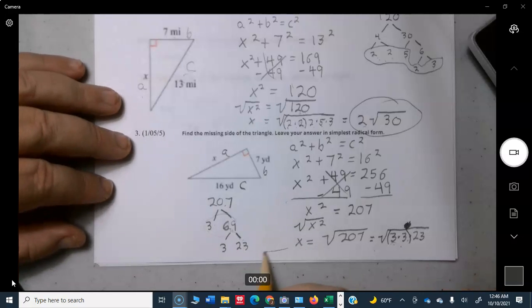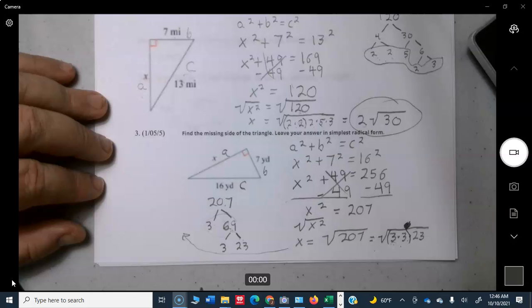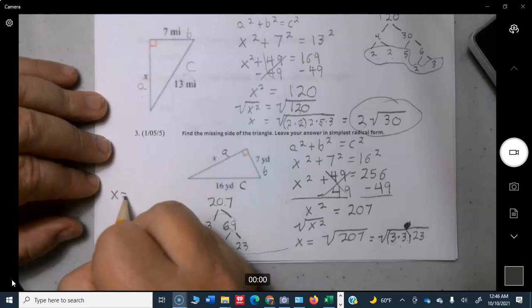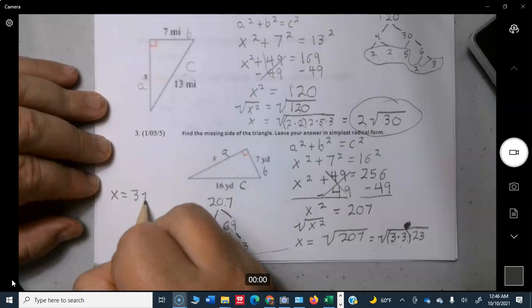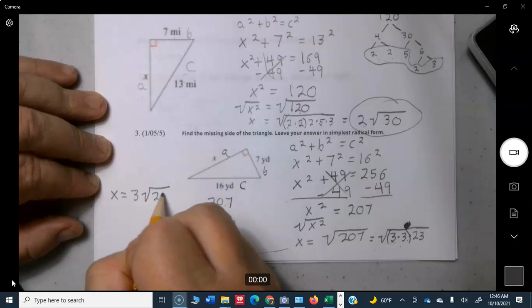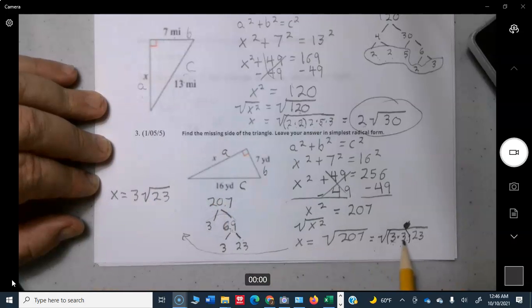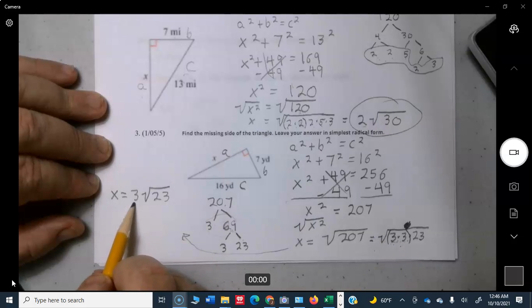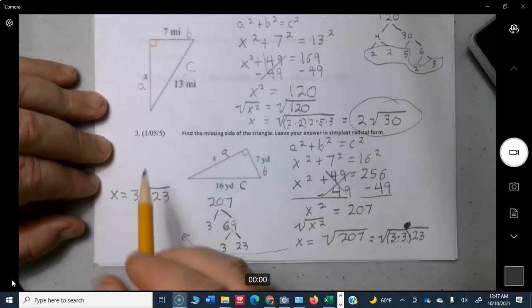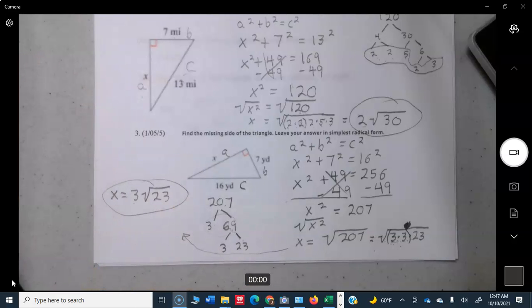So I'm going to come over here and do my final answer. So x equals 3 times the square root of 23. So you took these two 3's, you multiply them, you got 9. Square root of 9 is 3, so that comes out of the square root sign right there. And then you still have the 23 left inside, so there it is right there. And that's your final answer.